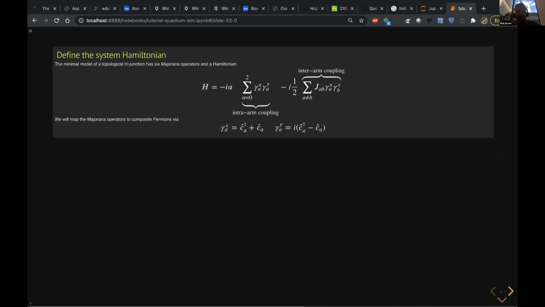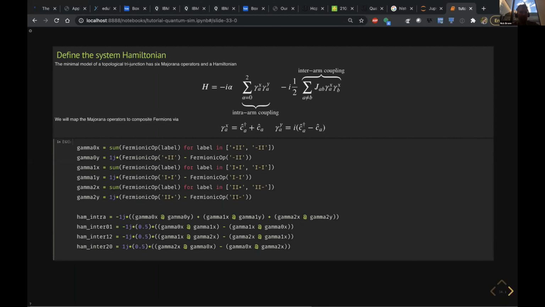Okay, so I'm going to start with the same Hamiltonian we had earlier, where we have the intra-arm coupling given by the alpha terms and the inter-arm coupling given by the J terms. You could just write this down into Pauli terms, because the postdoc I work with could just write this down, but instead I want to get the software to do it and see how well it works. So I'm going to write my Majorana fermions as composite fermions. Essentially, gamma x is going to be C dagger plus C, gamma y is going to be i times C dagger minus C. And I can do that using this fermionic language.